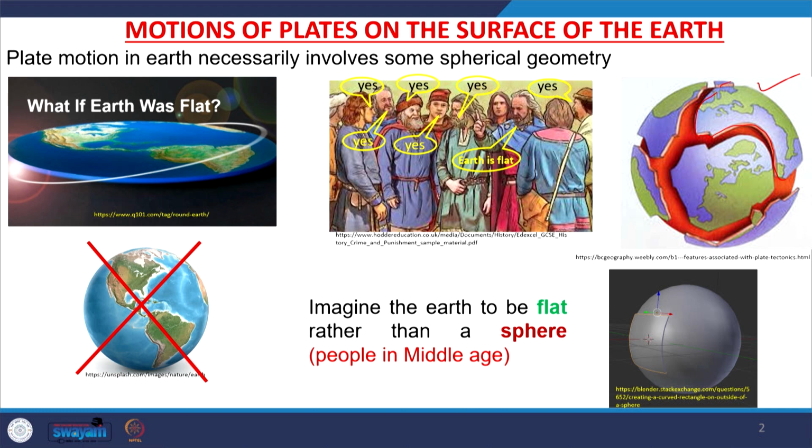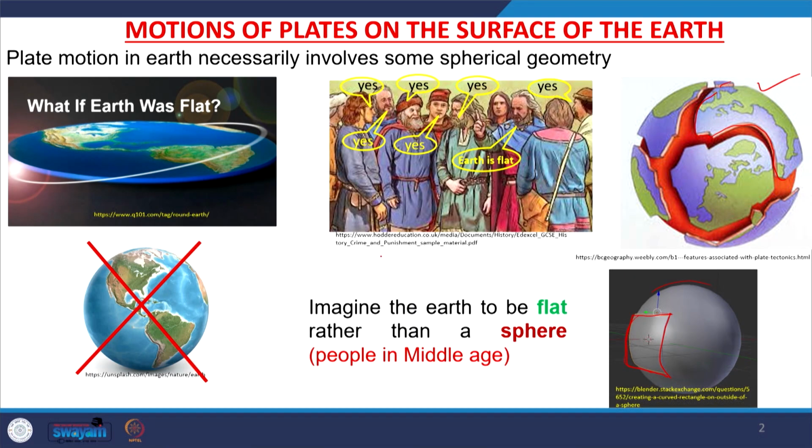Now if you see, this is the globe and here this is a plate, and this geometry is a curved one because the earth is a sphere type system, and any rigid part of this crust or lithosphere is in curved shape. That is why any lithospheric plate movement on the earth surface involves spherical geometric equations.